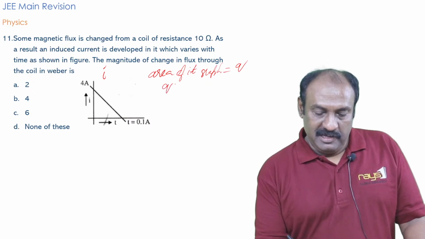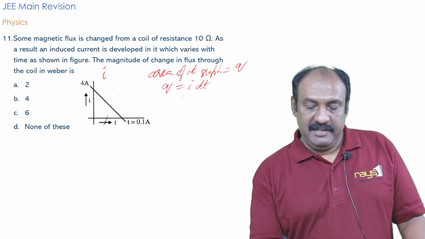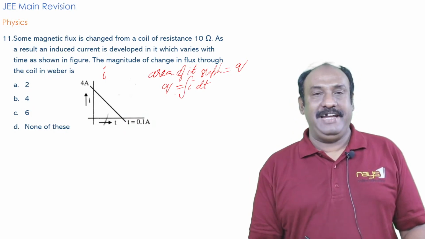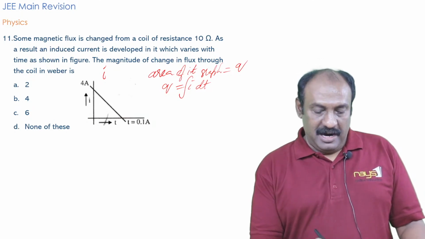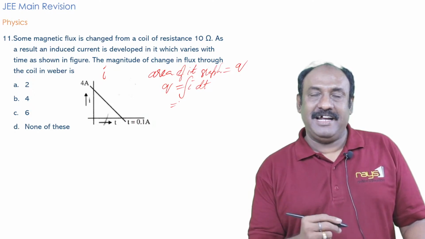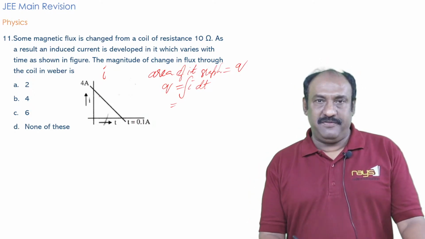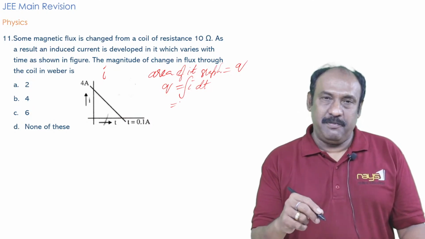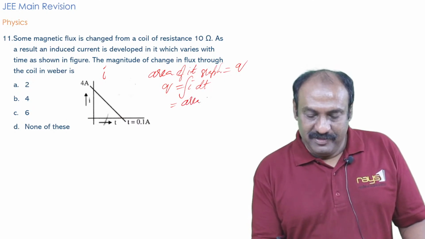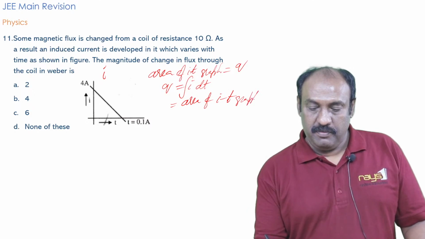So charge is equal to I into dt. I varies in accordance with time, so we write the integral of I dt. I varies linearly with time. So when it is the integral of I dt, if coordinates are known for the respective graph and it is possible to calculate the area of the given graph, then the area of the I-T graph will give the charge flowing through the coil.